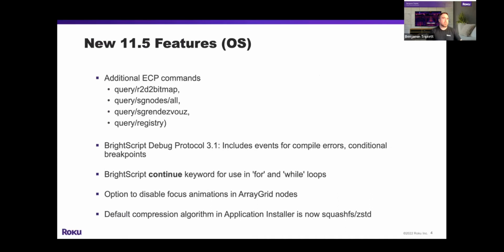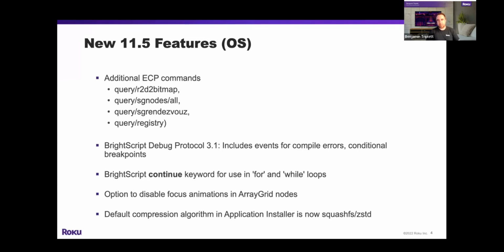All right, starting off with 11.5 features. A couple of new things have been added to the OS. At the top of the list, we have some new ECP commands, which were previously mentioned by Jeff Dunn. There is the R2D2 bitmaps ECP command, which is an enhancement to an already existing command, which returns the texture memory used by the channel. And with the additional enhancement, it includes some textures that could have been previously missed in previous OSs.